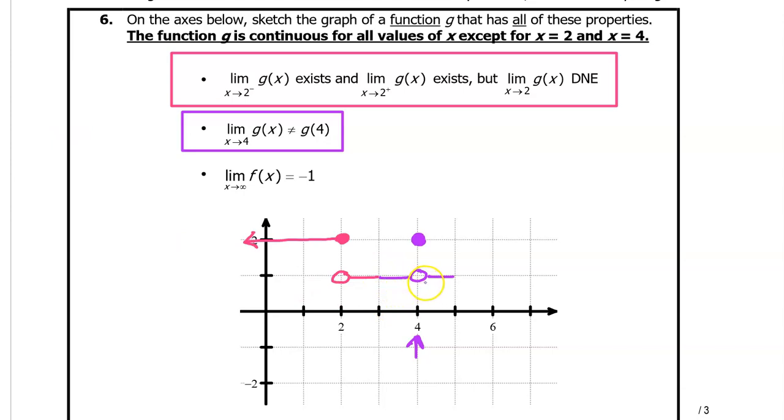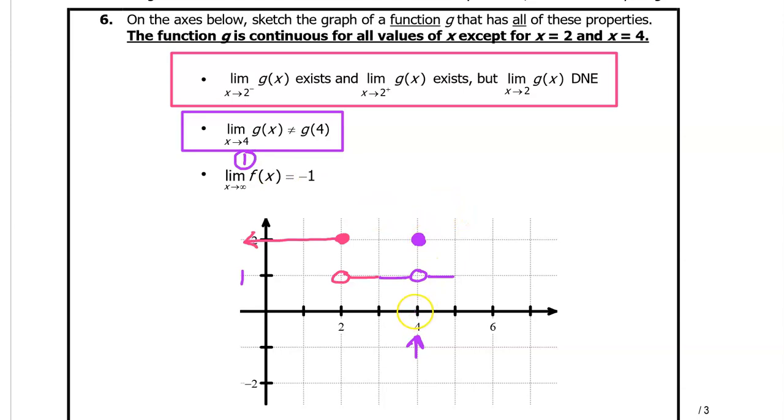By drawing it this way, g approaches the same value from the left and from the right of x equals 4. So the limit does exist. And specifically, the limit is 1 because everything at this height has a value of 1. So the limit as x approaches 4 is 1. So I'm just going to put this here to remind us of that.